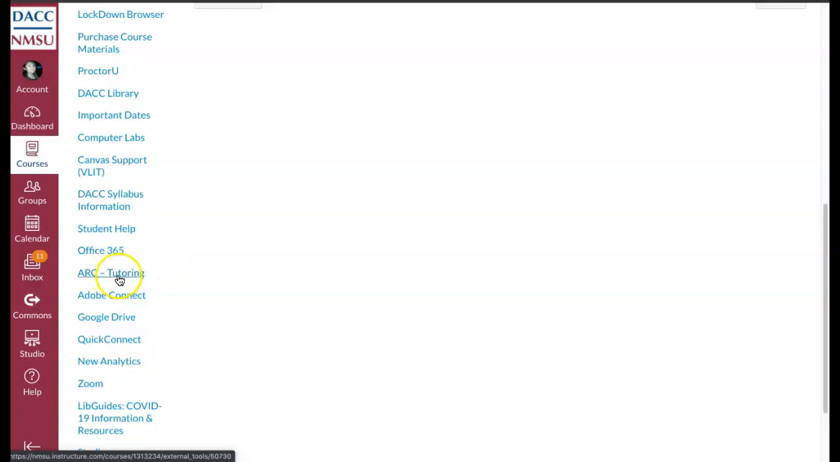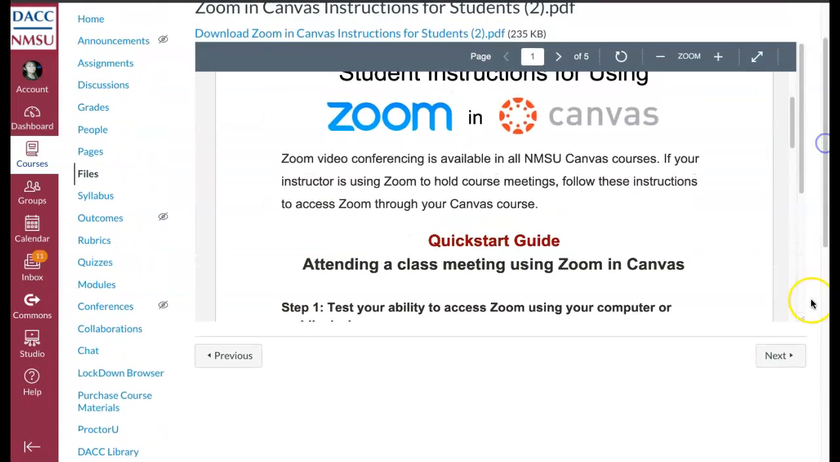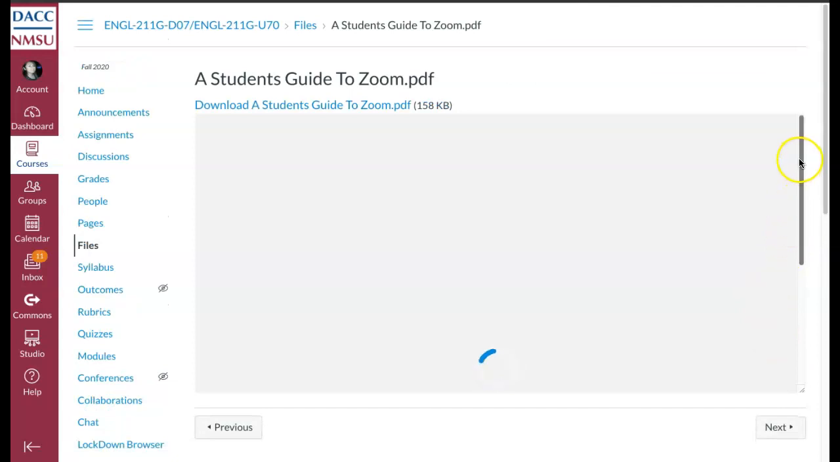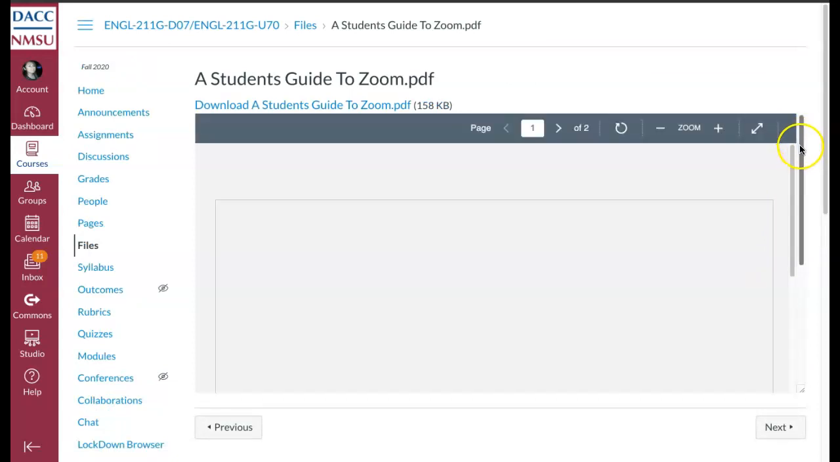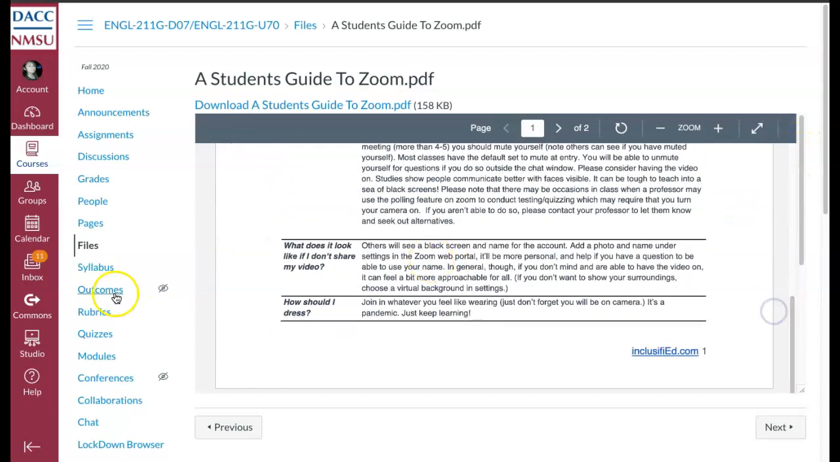We also have a link to the ARC Tutoring Center, and we have a link to Office 365. So basically, if you want to attend online tutoring for writing, you can go ahead and click here and email the tutor coordinator, or you can go ahead and let me know, and I can contact her for you. And then here we have a guide to Zoom, which basically answers some questions that students might have. So let's go back to the modules.